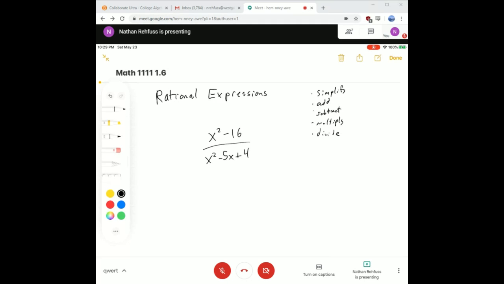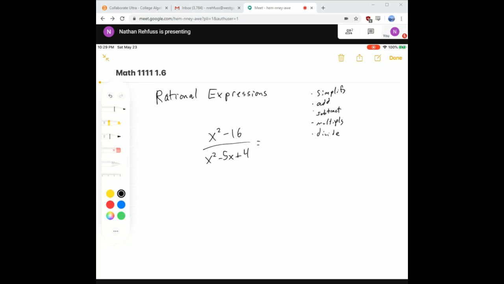Now, this looks like a messy fraction here, but we can actually simplify this quite a bit if we factor the numerator and denominator. That's what I mean by simplifying. Factor the top and the bottom. And that's pretty much the first step in any of these other problems too. Add, subtract, multiply, or divide. You want to simplify before you do that, just to save yourself some work. It's easier to work with simple expressions than complicated ones. That's why we simplify them in the first place.